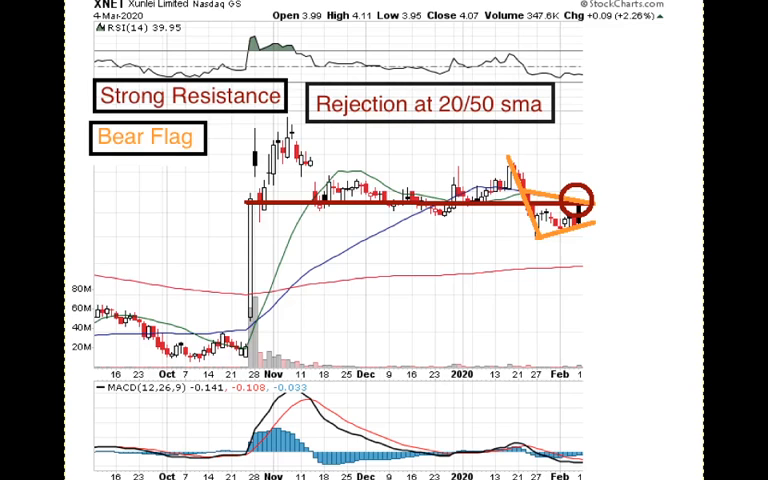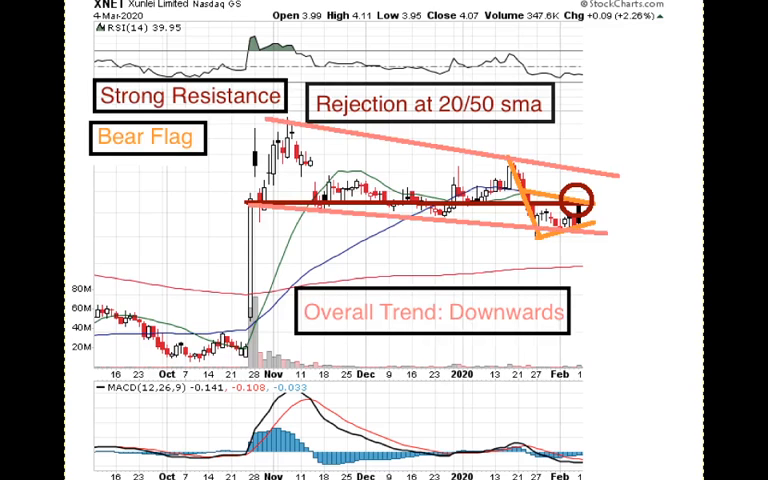Remember when I said there was a strong resistance? Well, another reason that it's strong is because the 20 and 50 SMA lines lie around there. It failed to even go past those SMA lines. I see the falling pennant, which tells me that the overall trend of this stock is downwards. Based on what I said, I wouldn't play the stock because I think it will continue to move downwards.